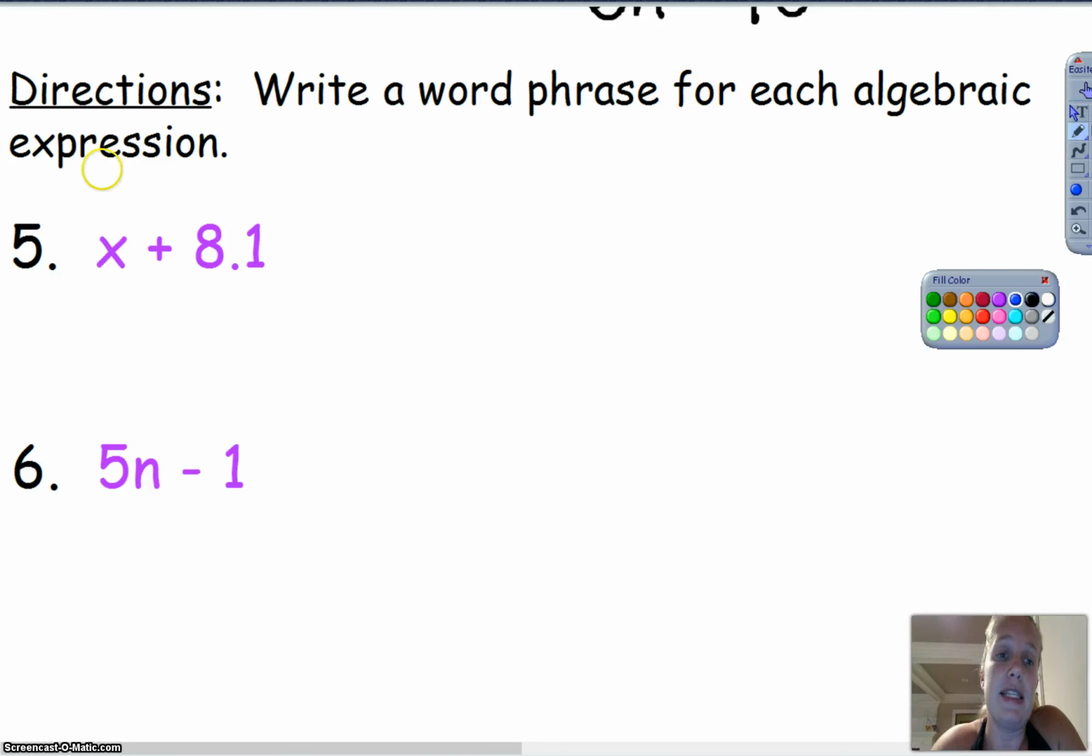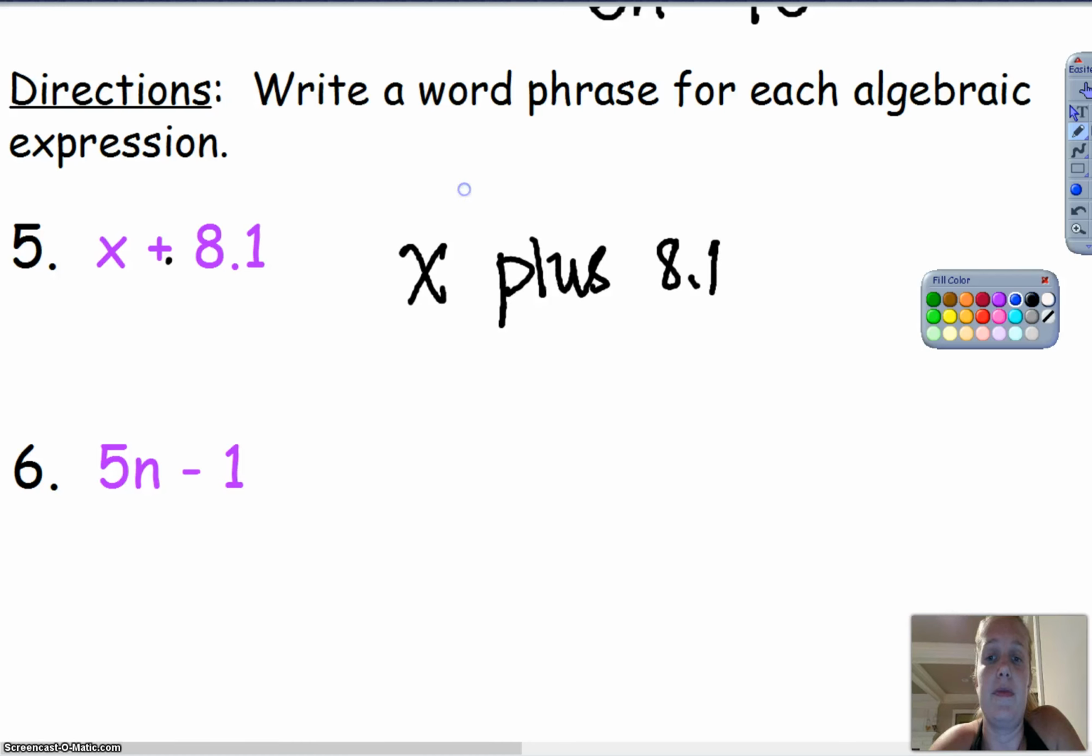So number 5, I see an addition sign. I can write x, probably the easiest one, plus 8.1. You could write 8.1 more than x. More than, notice how I had to switch the order then. I had to put 8.1 first because I said more than. You can use any of the words that we put earlier in our notes. Increased by. The sum of x and 8.1.